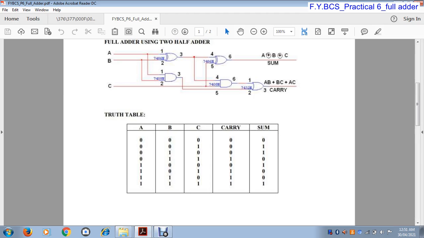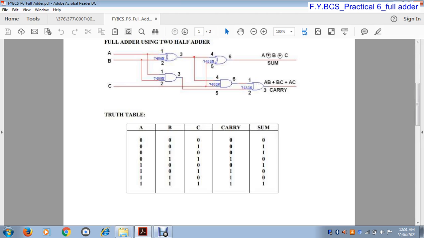1 plus 0, 1. So sum is 1, carry is 0. Okay. Now the next condition is 1 plus 1 plus 0. 1 plus 1, 1 0. So sum 0 and carry 1, because it generates output 1 0. So out of 1 0, 0 is sum and carry is 1.